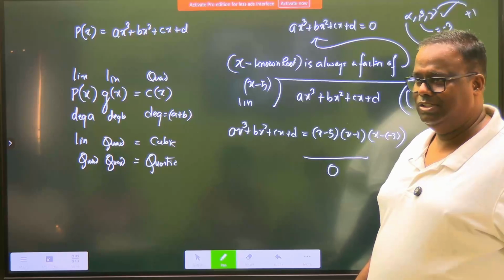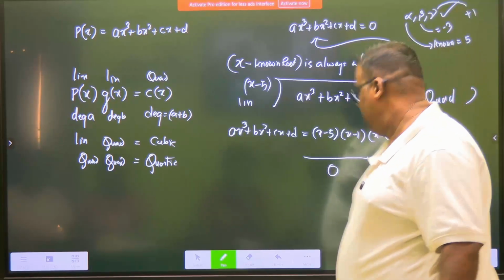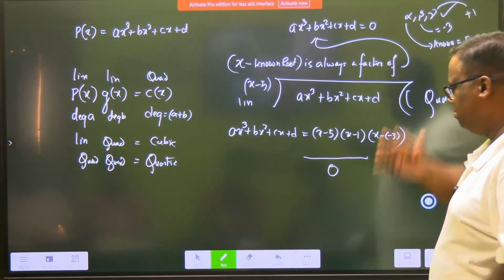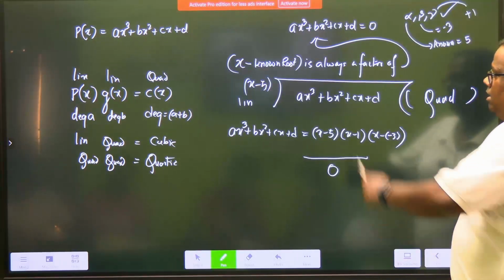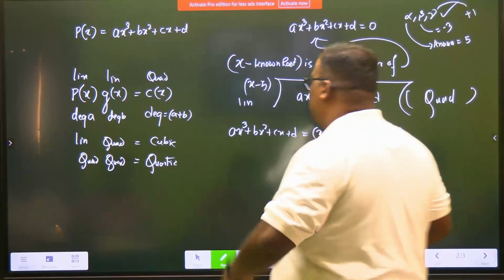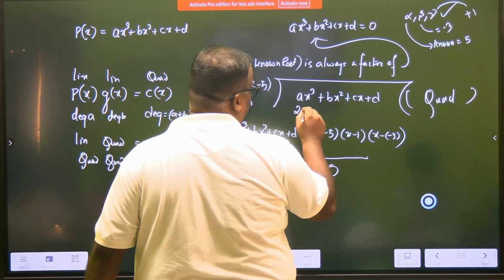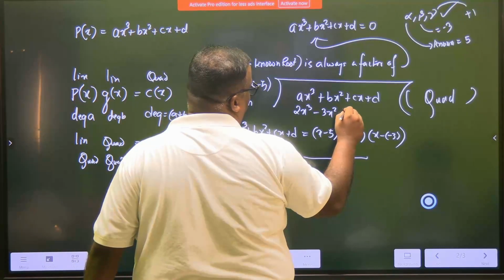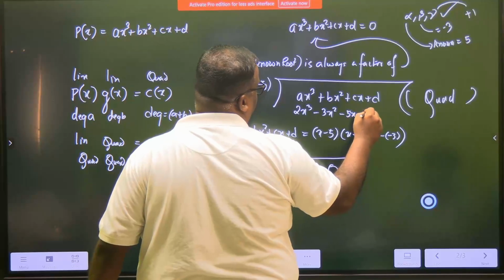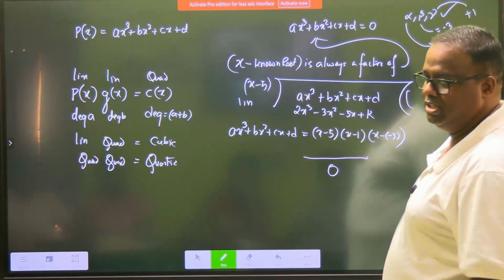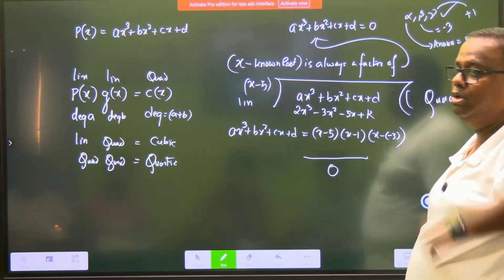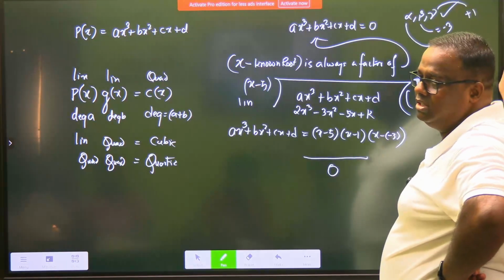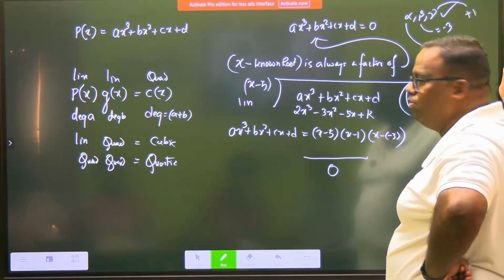Done. No issues. Clear? Now let's see another type of tweaking a problem. Let's say another problem. Let's say it's a realistic problem: 2x cube minus 3x square minus, say, 5x, arbitrary, plus k. I have put a k out here. Is a polynomial whose one root is, say, 3. Find the value of k.